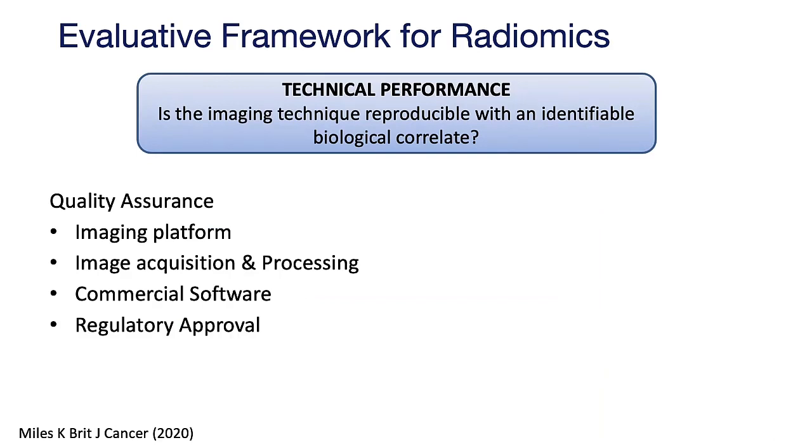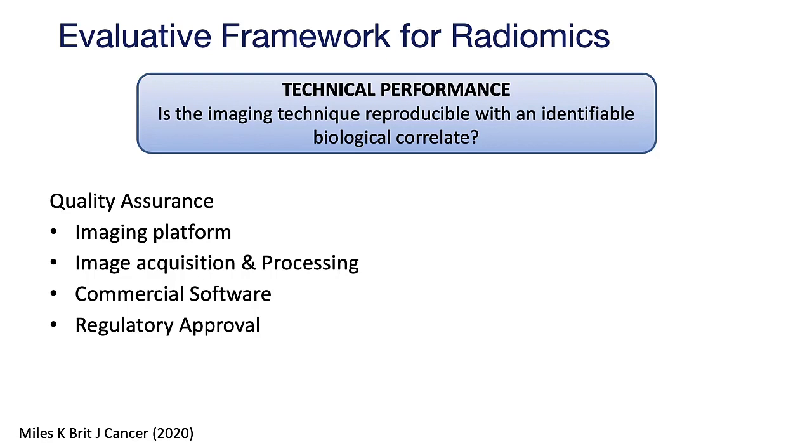Is the imaging technique reproducible with an identifiable biological correlate? Now, the issue of reproducibility is really one of quality assurance. We need to know that the method is effective regardless of the imaging platform used. We need to know whether the methods or the results are sensitive to changes in the image acquisition and image processing. Commercial software would be helpful in this regard because it would encourage conformity across different platforms and different sites.